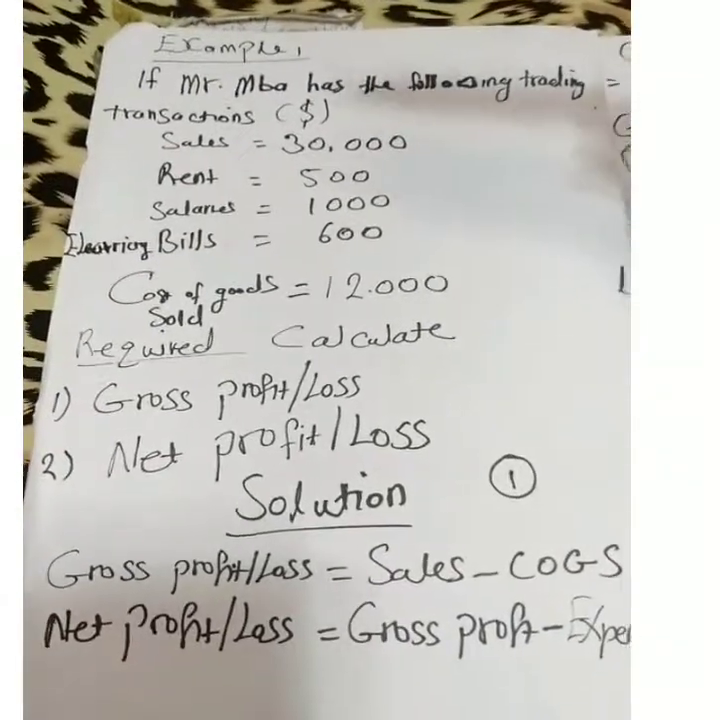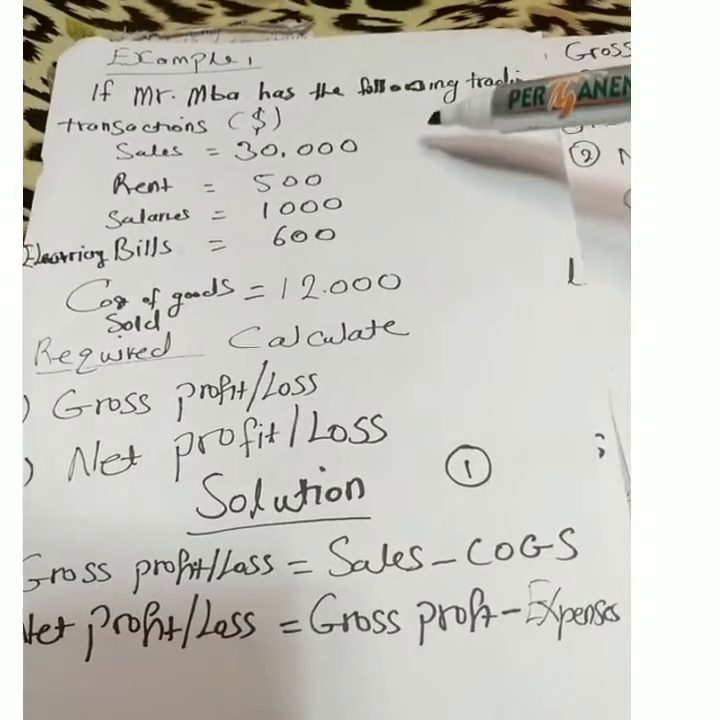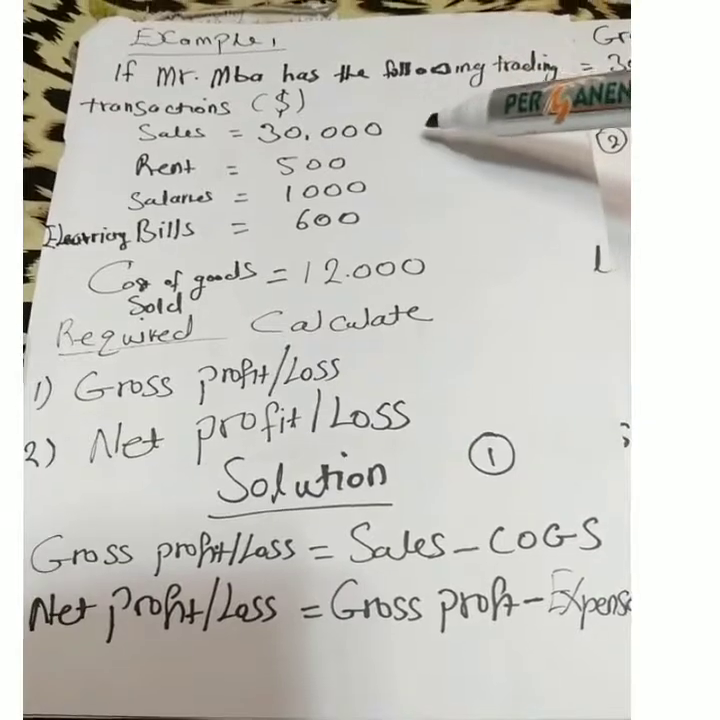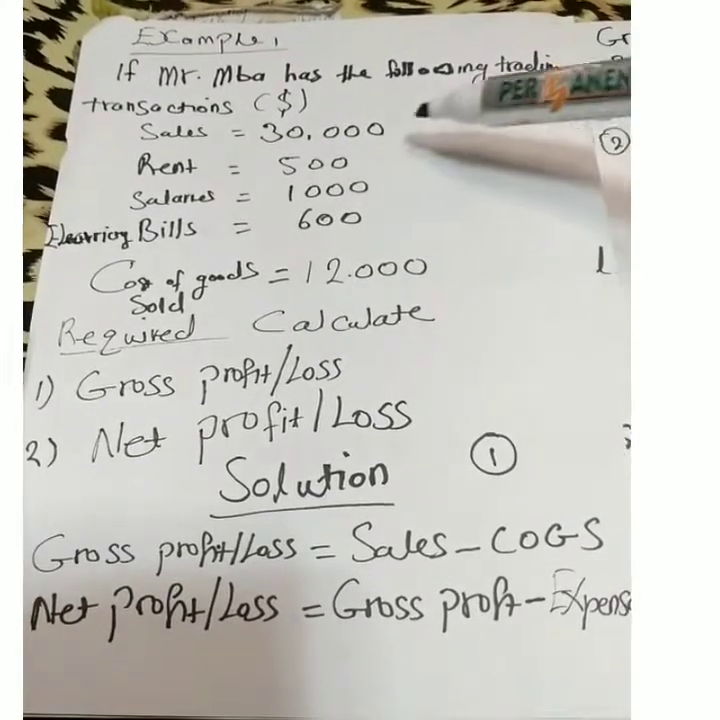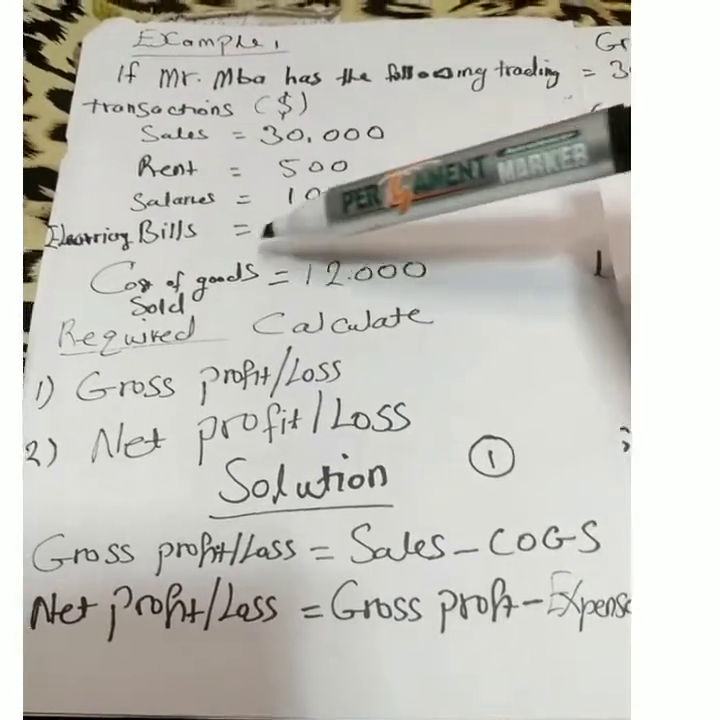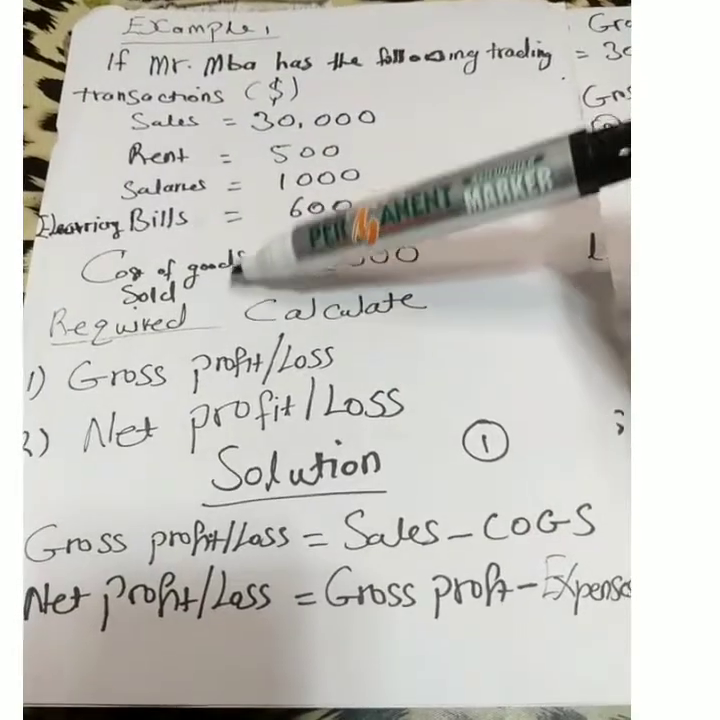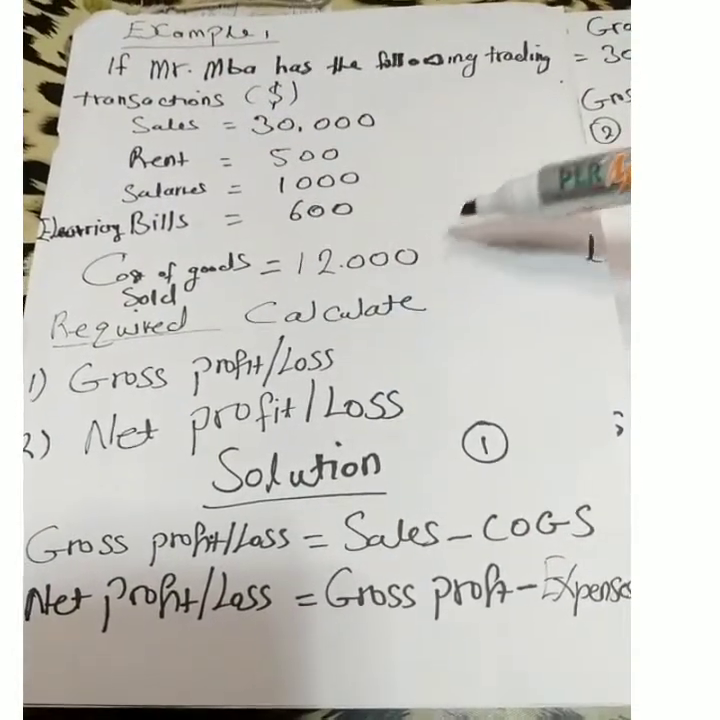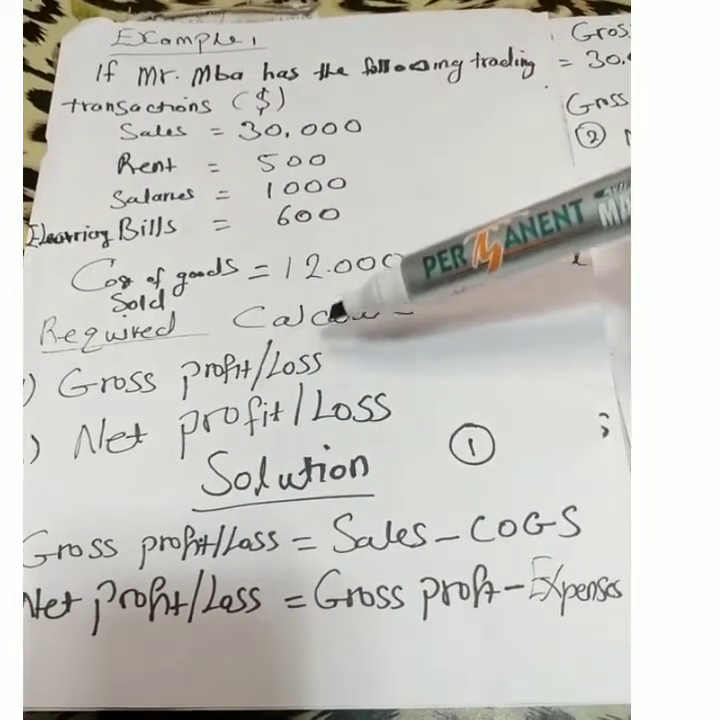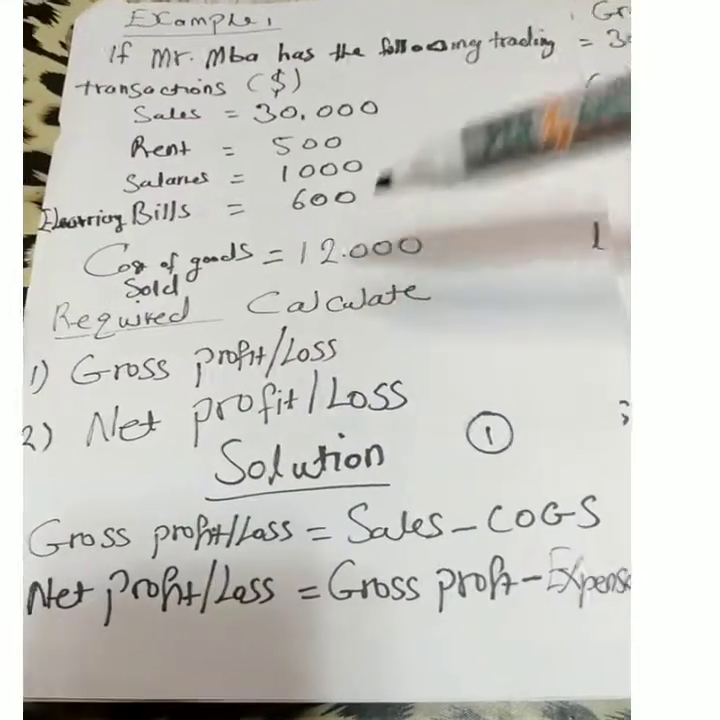So the example says, example 1, if Mr. Mba has the following trading transactions, all are done in dollars. So we have sales $30,000, we have rent $500, we have salaries $1,000, we have electricity bills $600, and we have cost of goods sold $12,000. Now required: calculate 1, gross profit or gross loss; 2, calculate the net profit or net loss.